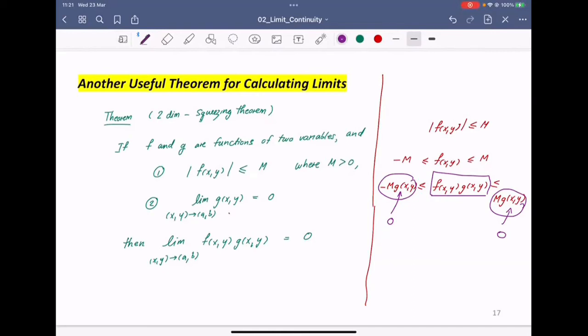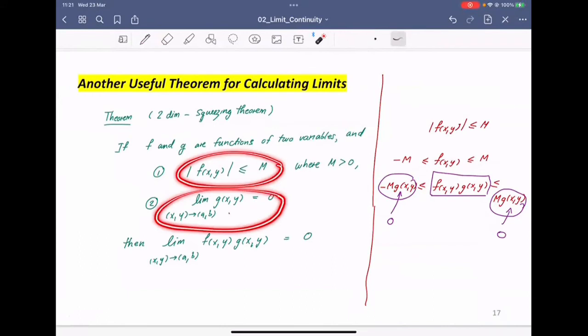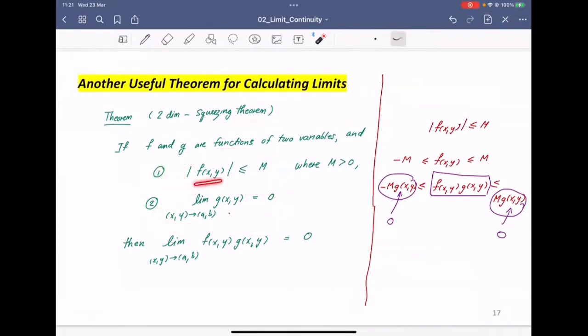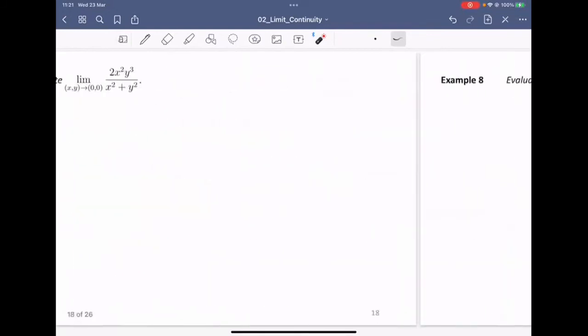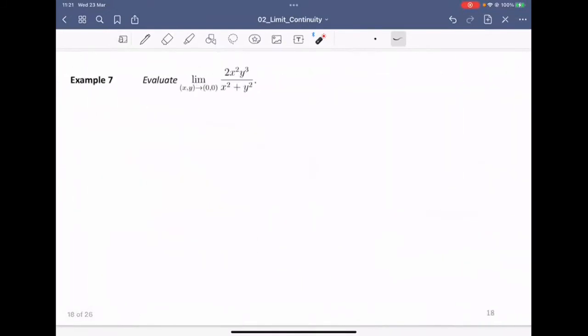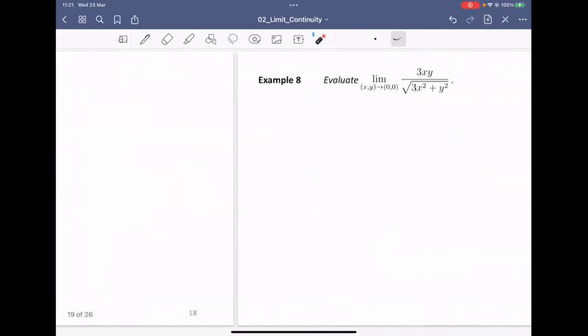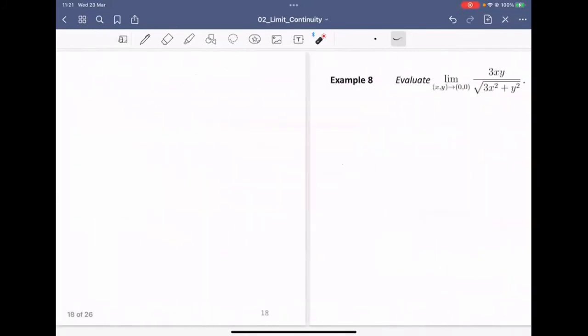Two examples in a few minutes, but keep in mind that this is not easy to use. The reason is that you need to show these two conditions, and the hard one is number one, because it is sometimes not easy to show that the absolute value of f is bounded by m, but there are some techniques. So let's look at examples 7 and 8. I think two examples and then we can stop the class, because we're going to come back to continuity next Monday.